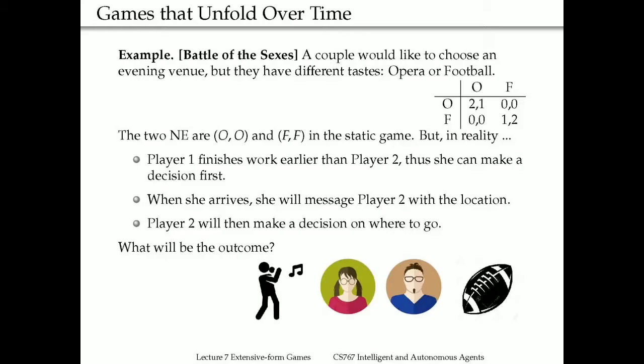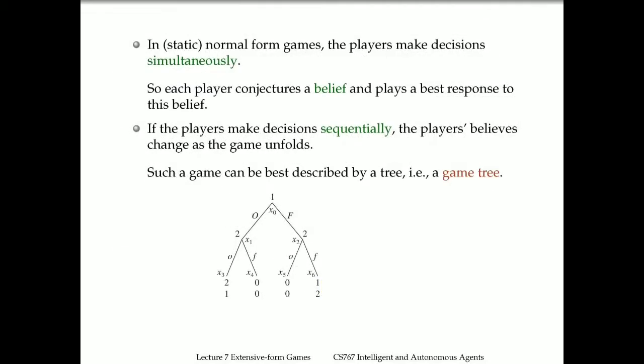So in this case, what do you think the outcome will be? The outcome will not just be a random choice between OO and FF, because player 1 has already made up her mind about where to go. So this is a scenario that's not captured, at least on paper, by the normal form game that I introduced. So we have to extend the model.